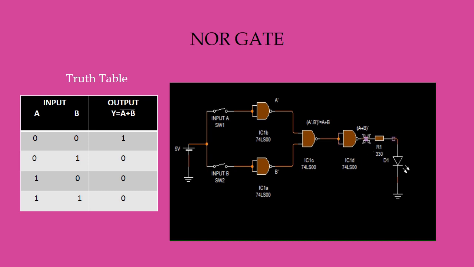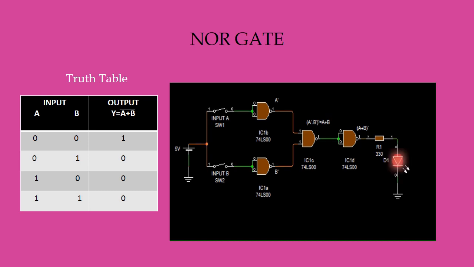For output display, what we connect here is a 330 ohm resistor connected with this NAND gate output terminal to protect this LED display. The positive potential of this LED display is connected with this 330 ohm resistor, and the negative potential is connected with the ground terminal. So this is the circuit part of the NOR gate by using NAND only.